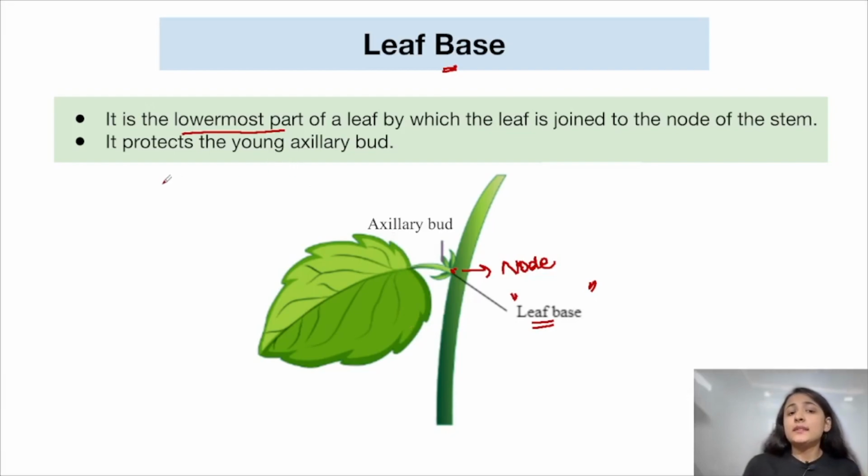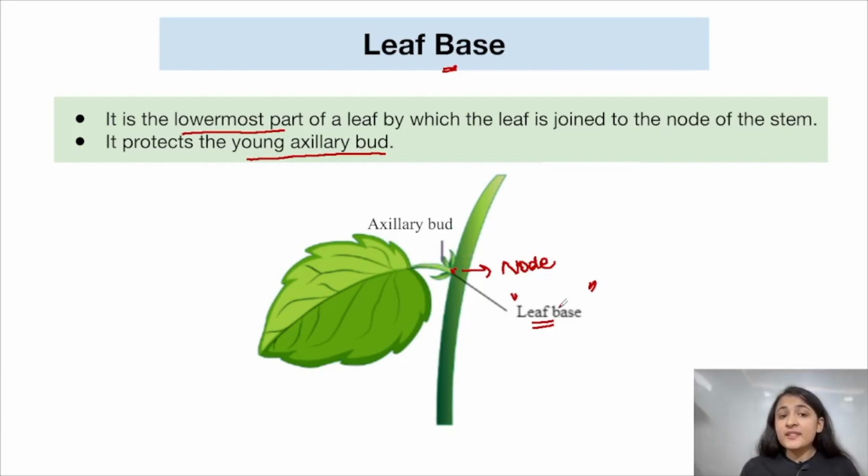This leaf base, what is its role? It protects the young axillary bud. See, this is the axillary bud which is present at the point of attachment of the leaf and the stem, right? At the upper angle formed between the leaf and the stem.